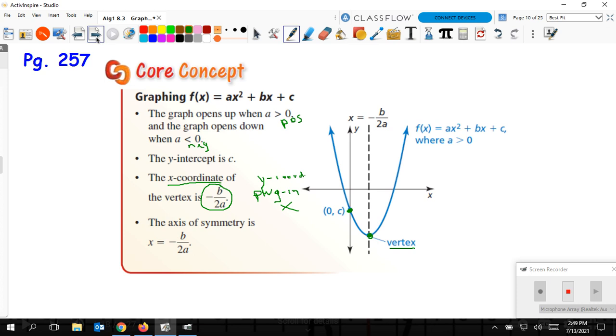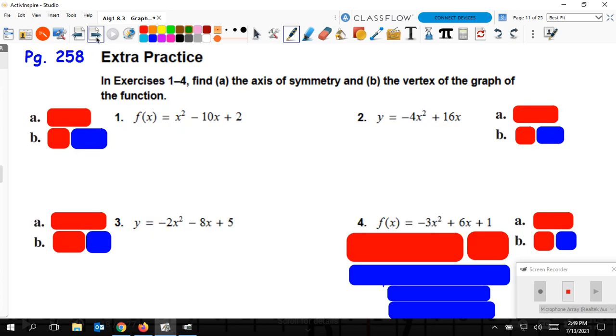All right, let's move into looking at our extra practice. Page 258 of your extra practice, 1 through 4, wants us to do 2 things. A says find the axis of symmetry, and B says find the vertex of the graph of the function. First look at number 1 through 3, and then you can do number 4 on your own.